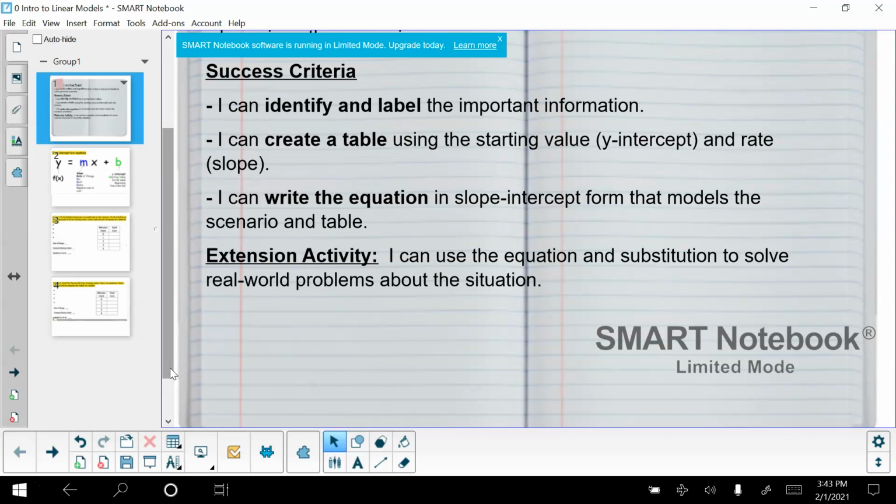We're going to be using the three reads process. I can create a table using the starting value, which we already know as the y-intercept, and using the rate, which we already know as the slope. And then I can write the equation in slope-intercept form that models the scenario in the table. And then if we have time, we'll do an extension activity where we use the equation and substitution to solve real-world problems about the situation.